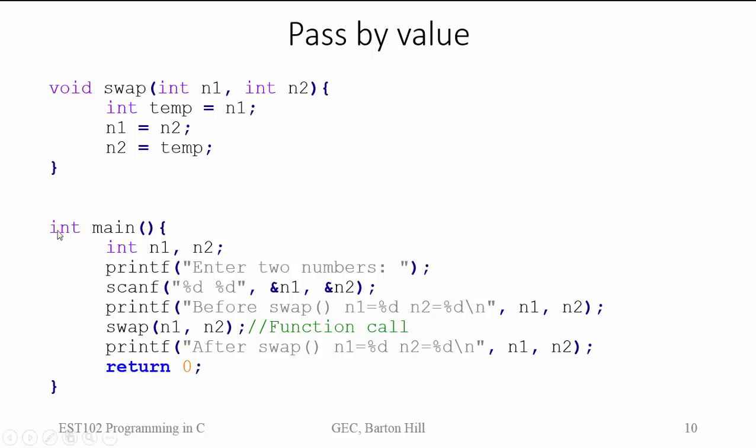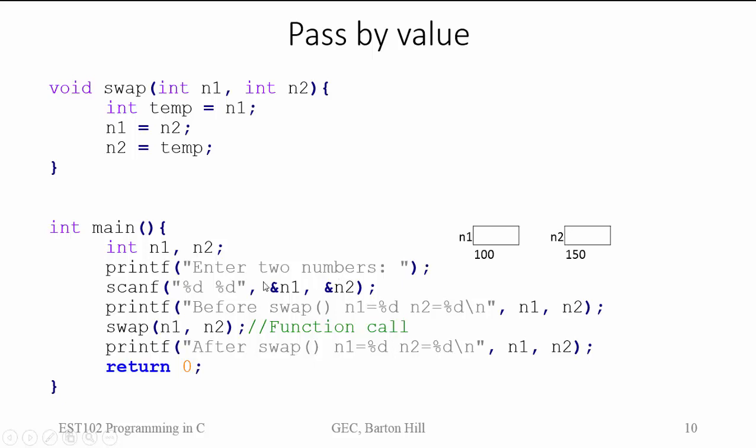So the program starts with main. After int n1 and n2 are declared, memory is allocated for n1 and n2, and there will be an address associated with both variables. Here the name of the variable is n1, its L value or address is 100, and its R value or content may contain some garbage value. Similarly for n2 as well.